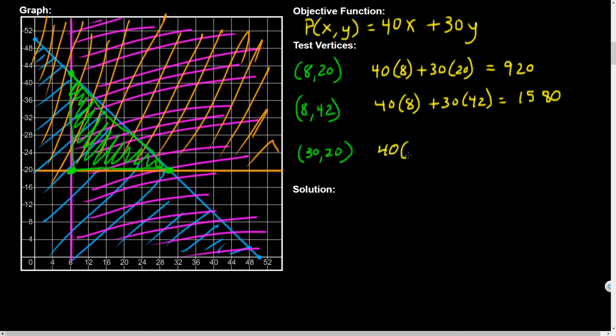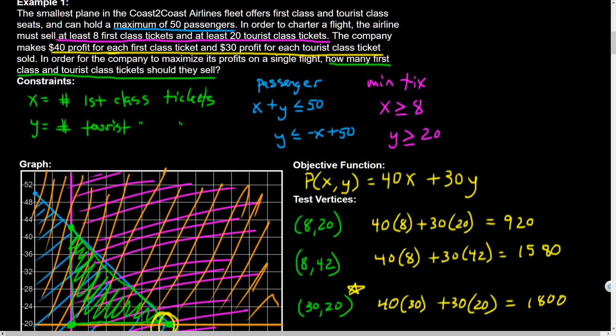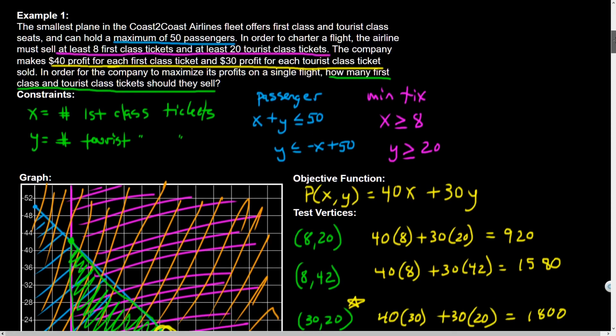And now let's try this combination. This one's got a shot. So this would be 1200 plus 600 is 1800. And so this one is the best combination right there, 30 comma 20, right? This point right here. And so that's the combination that would maximize profits for the airline.